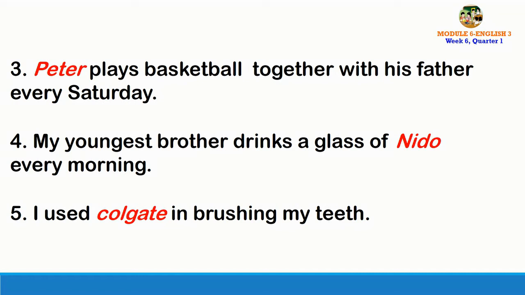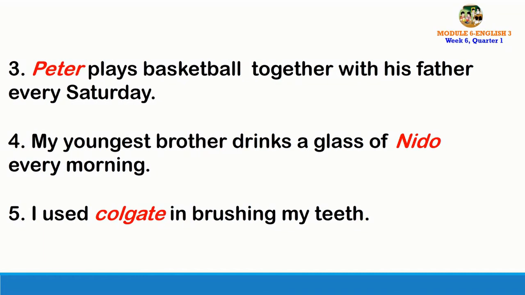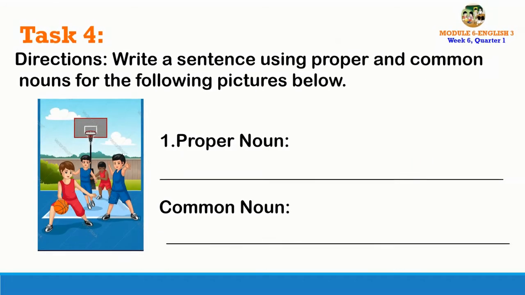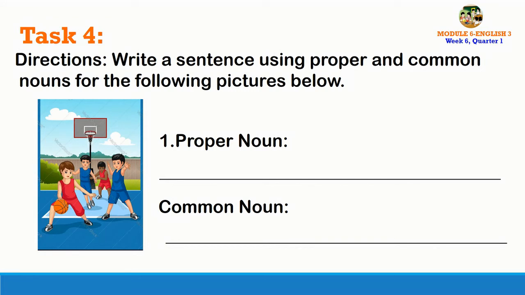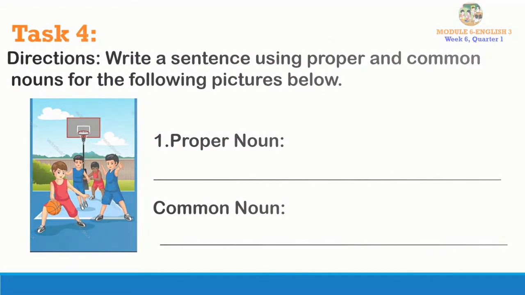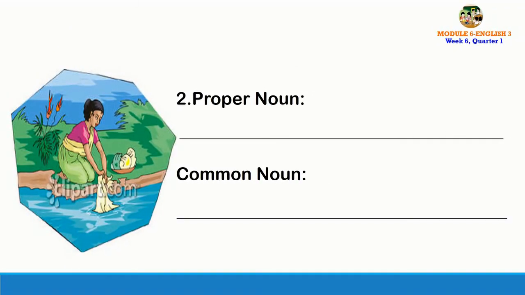Do this in your assigned English 3 class. Please be guided in your class home program that was given to you. Task 4. Directions. Write a sentence using proper and common nouns for the following pictures below. Number 1. Number 2. Do this in your assigned English 3 class. Please be guided in your classroom program that was given to you.